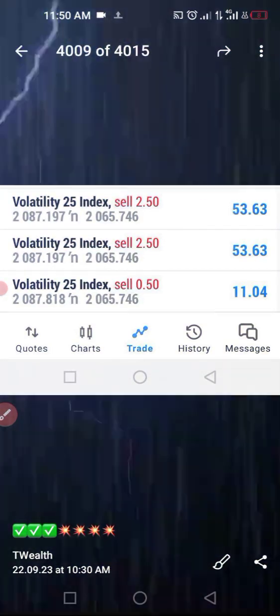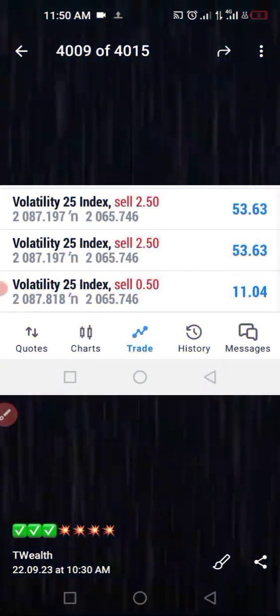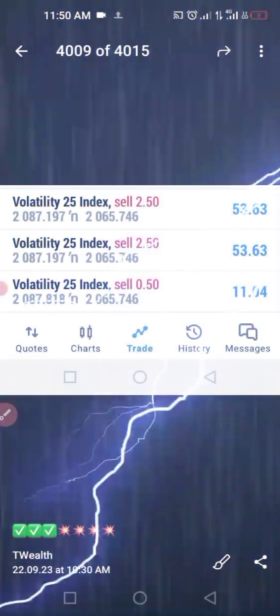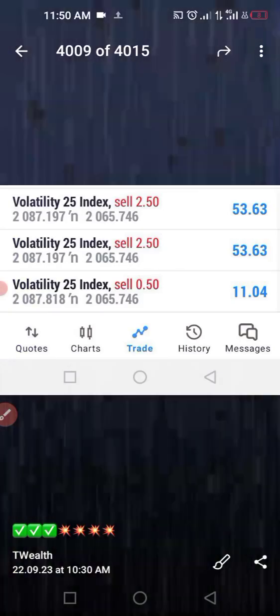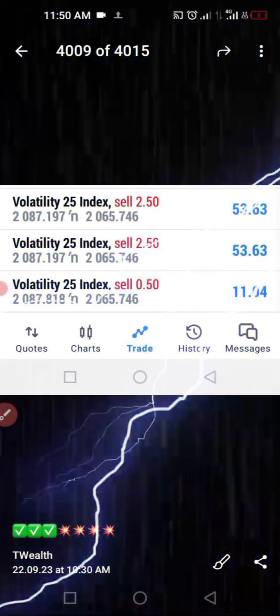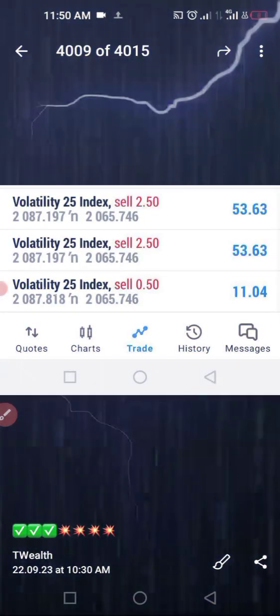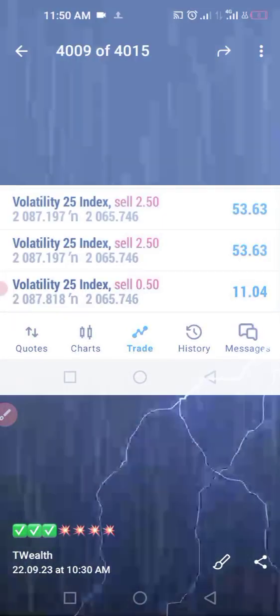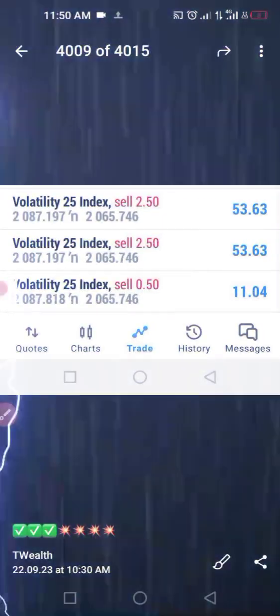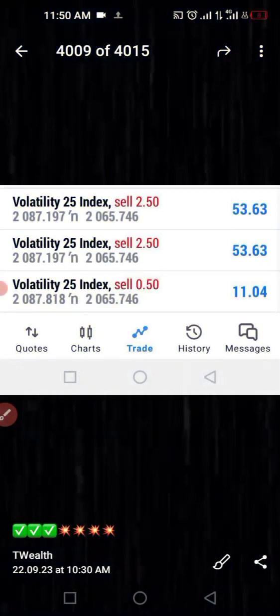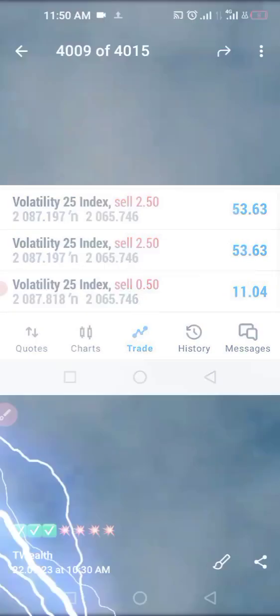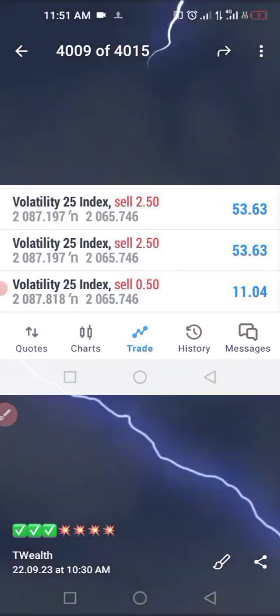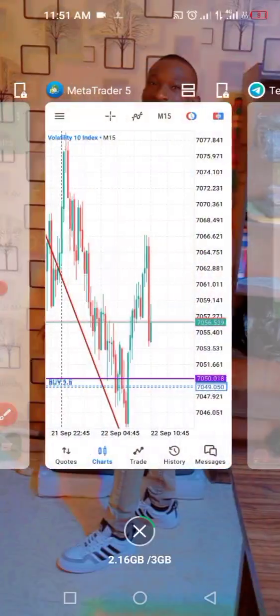Because you can use a very big loss size, and when the market moves 2 candles, you make a huge amount of money. But when you use a lower loss size and still make a good amount of money, then you know you know what you are doing. So how to know that you know what you are doing is when you use a lower loss size and still make a good profit. You mustn't take high risk before you make a good profit. So that is the message.